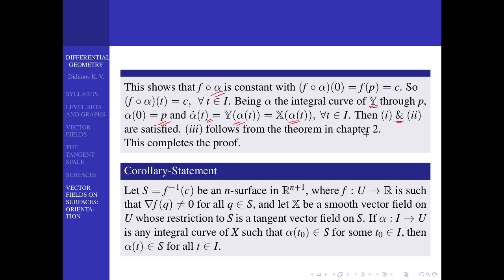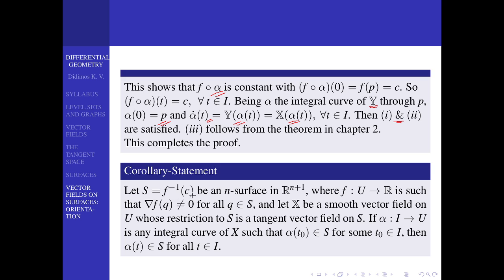That is the idea given in chapter 2. Then, using the same idea, we can say that this alpha is the max, or we can construct a maximal integral curve with these properties. So this completes the proof. Now we have a corollary.